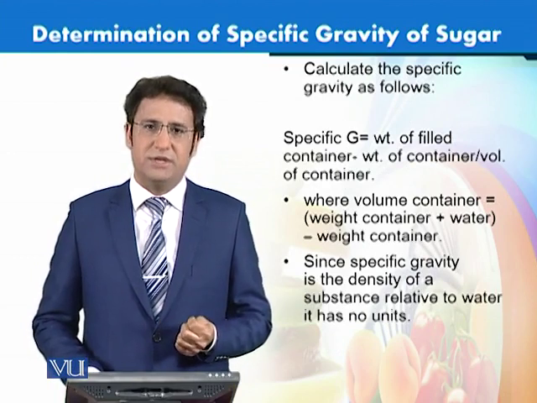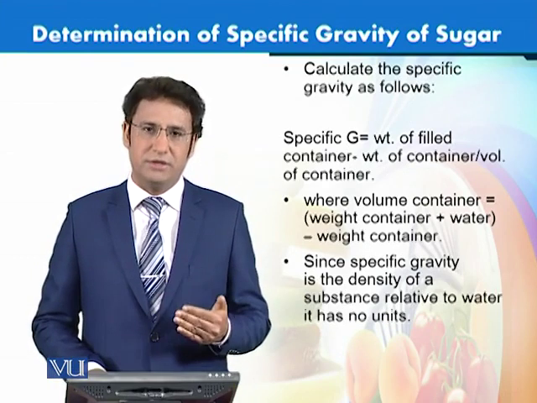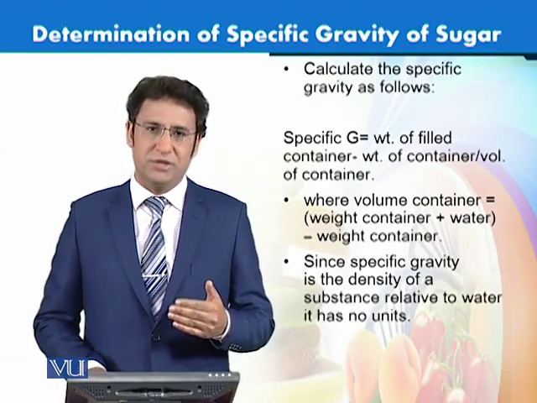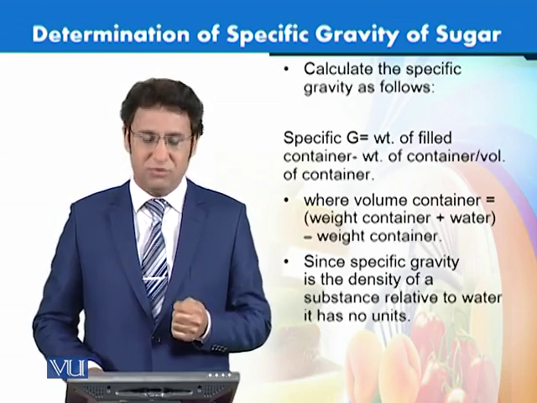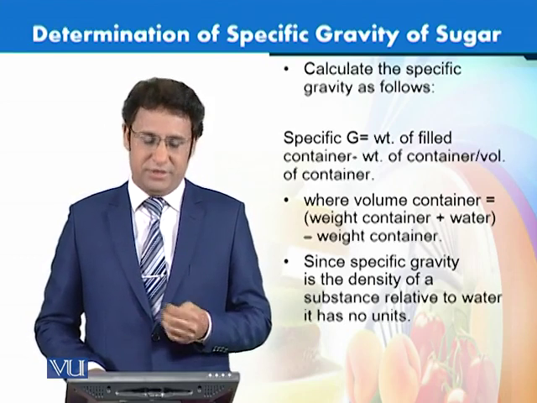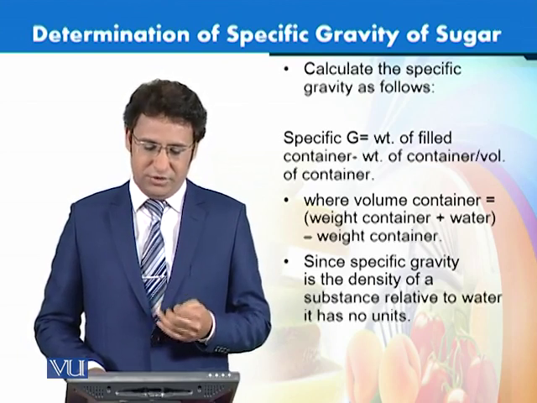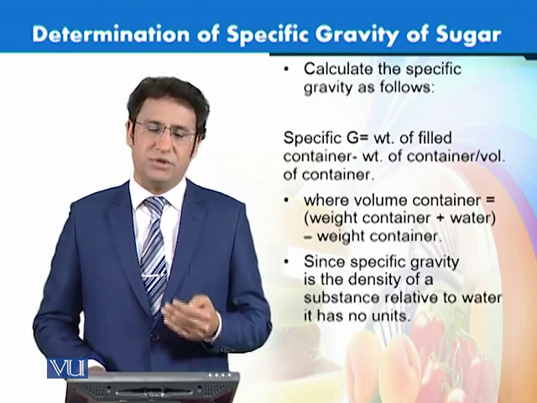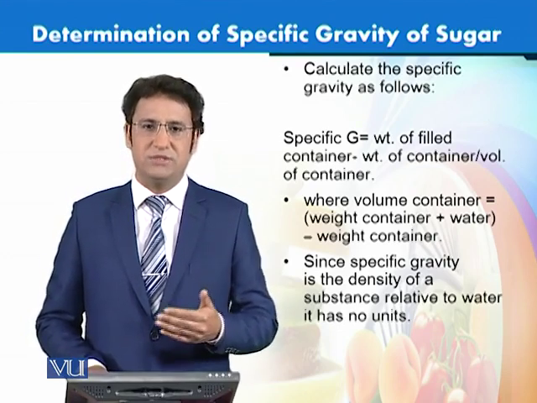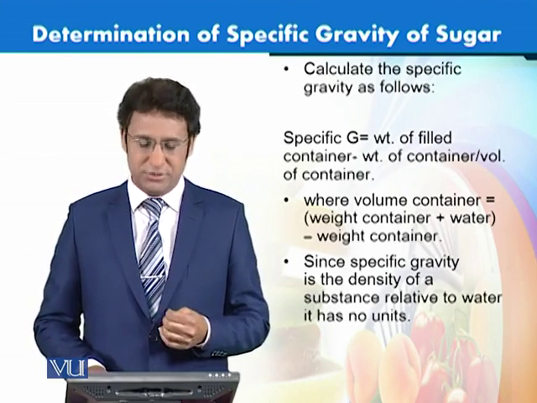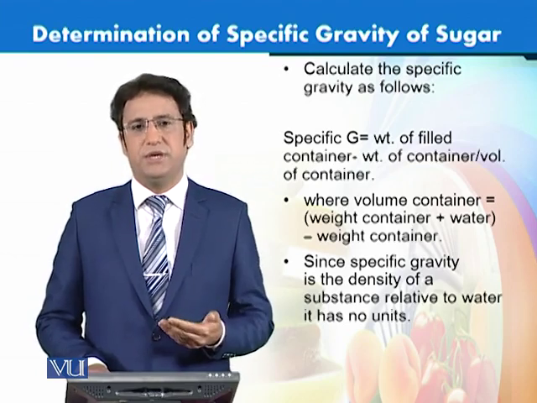Now the calculation comes. The calculation formula is the weight of the filled container minus the weight of the container only. That would give you the weight of the water or liquid, and it is divided by the volume of the container. The volume of the container is calculated by the weight of the container plus water minus the weight of the container. By utilizing this formula, you can get the volume of the container, and after measuring all these values, you can calculate the specific gravity of any food product.